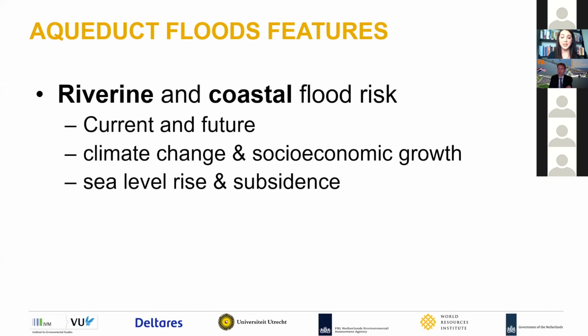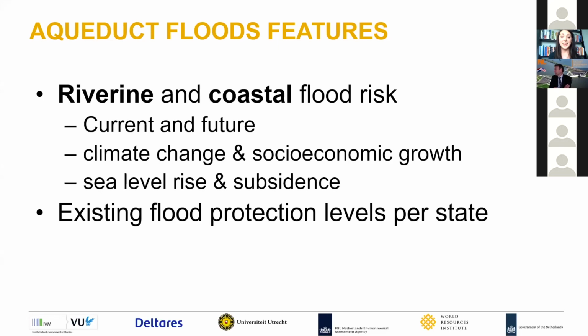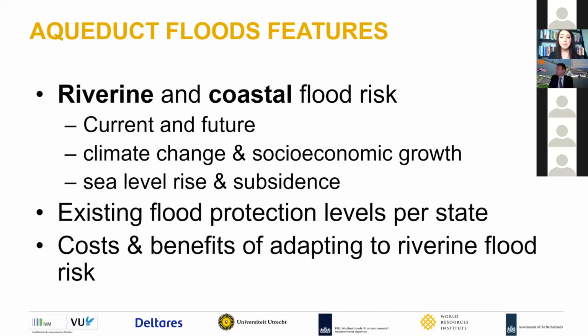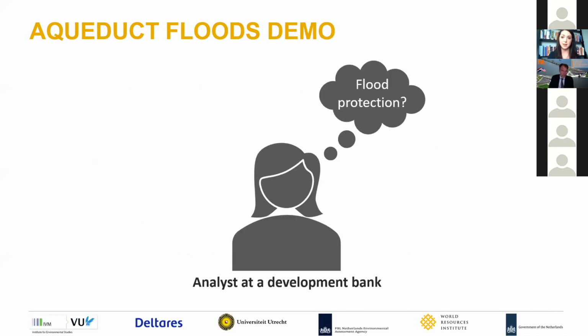There are many exciting features on our new tool, including existing flood protection levels per state, all around the world. This is going to be incredibly useful for understanding hazard mitigation responses currently ongoing around the world. We also offer the ability to assess the cost and benefits of adapting to riverine flood risk with our new cost and benefit analyzer. Again, these are designed to help us strategize about solutions to the flooding problem. In short, Aqueduct Floods puts actionable flood data at your fingertips. It's never been easier for us to understand and to communicate the flood risks and opportunities.